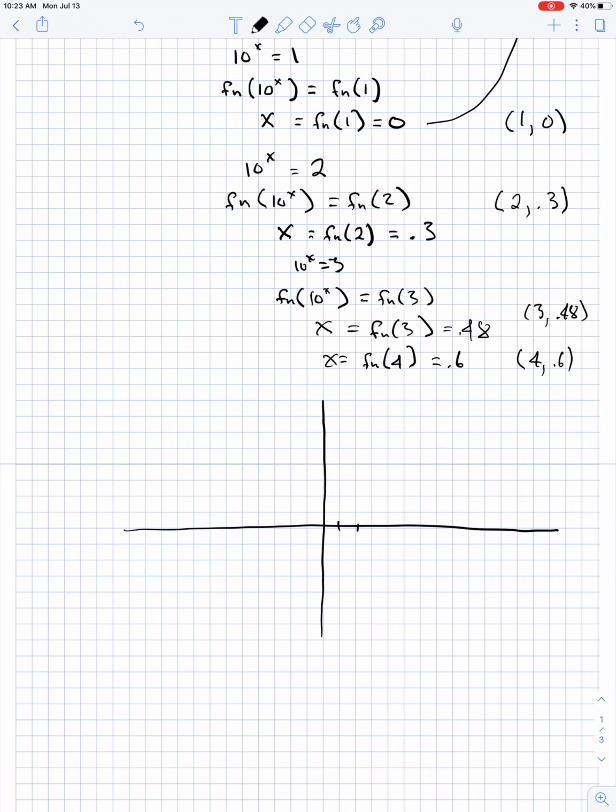And we'll have 1, 2, 3, 4, 5. And I'm going to make my y-axis 0.1, 0.2, 0.3, 0.4. Okay, so what do we have? A 1 goes in, a 0 comes out. That's a point on the graph, right there. Maybe I'll change color.